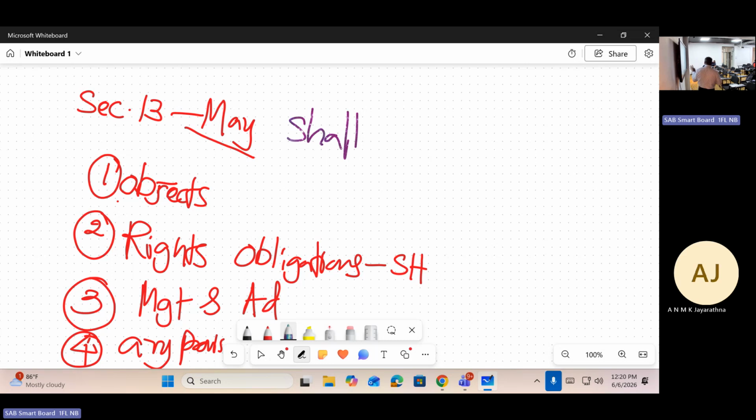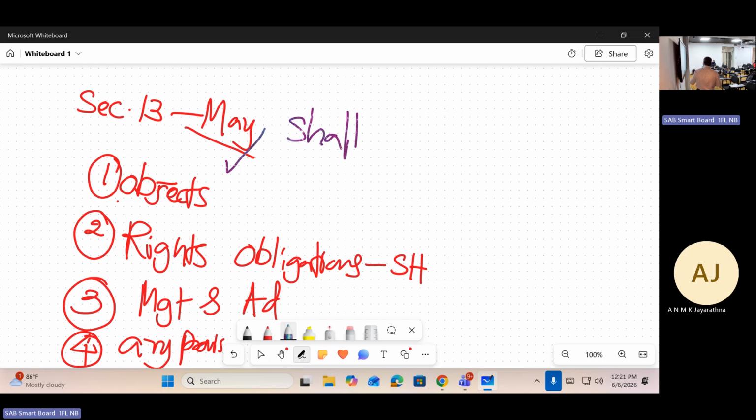Therefore, the company can mention its objects and these particulars in the articles of association or avoid mentioning them in the articles of association. This is not a compulsory requirement. Understood? So, very important points. May set out objects, rights and obligations, and provisions with regard to management and activities. These may be included in the articles of association.